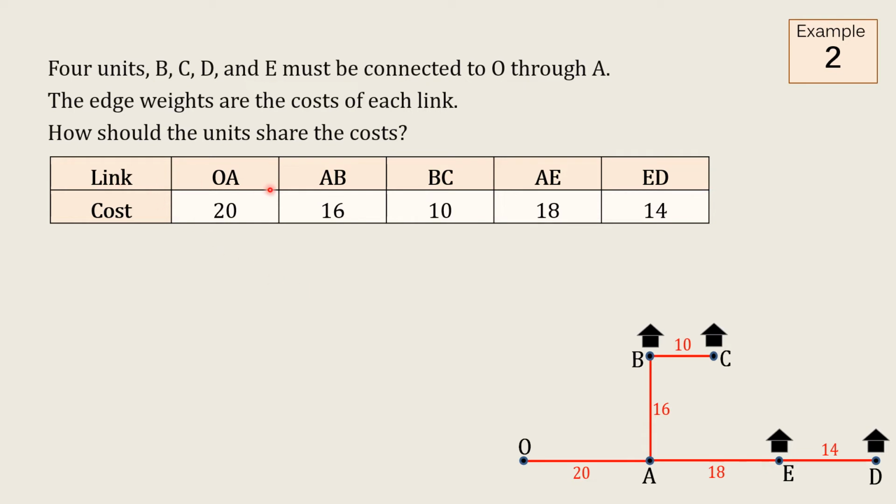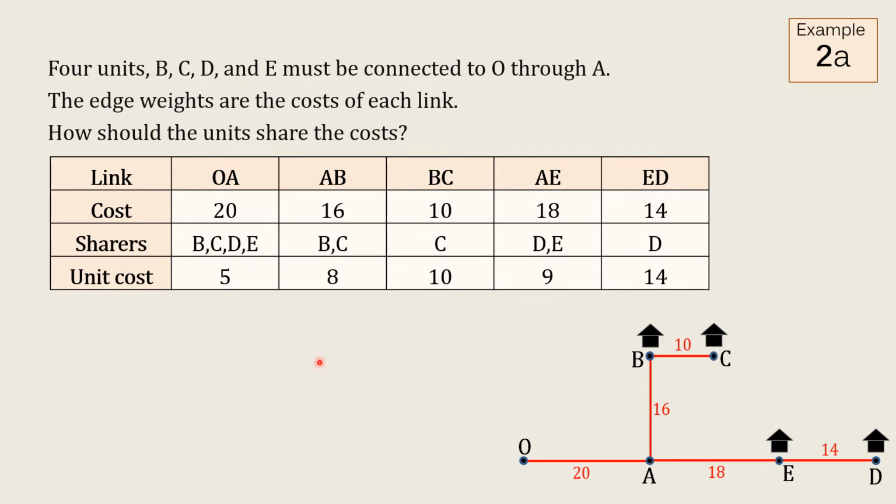Now, link OA costs $20. Link AE costs $18, and so on. So these are the different links, and these are the costs of the links. And so how should the agents, these 4 agents or these 4 units, B, C, D, and E, share this cost?